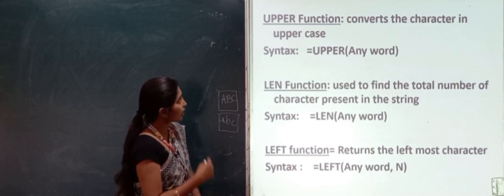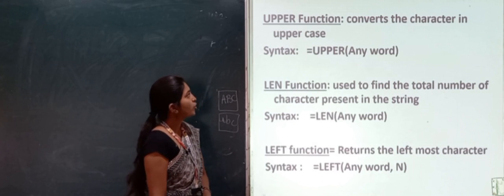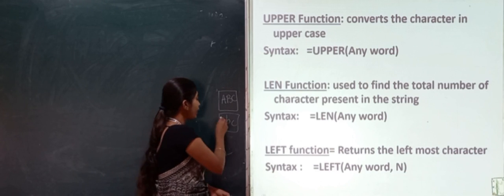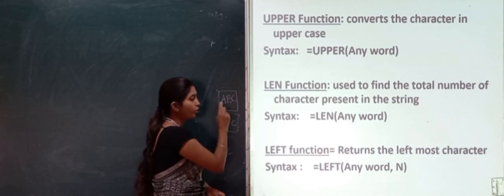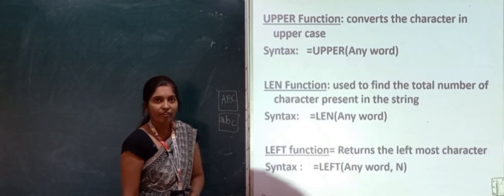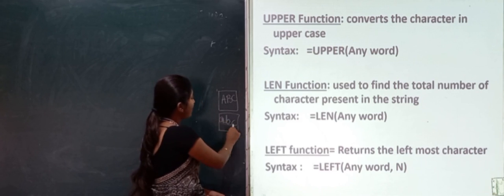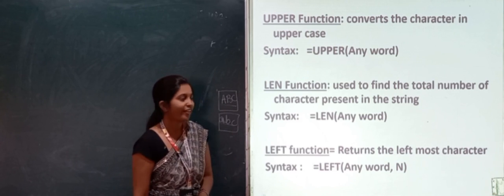Okay. Next one is the upper function. It converts the characters to upper case. Suppose I have written small letters a, b, c. If you use the upper function, what it does, it converts the abc into capital ABC, right?